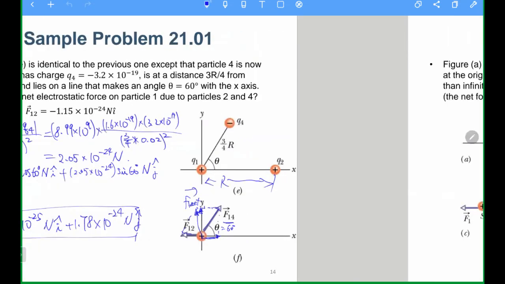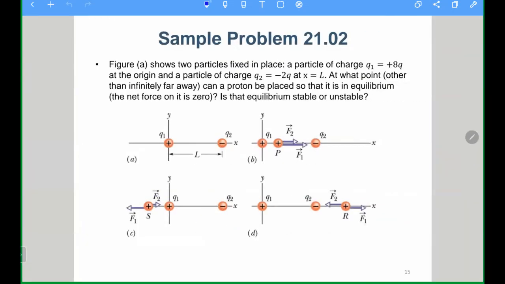Okay, so next we have another sample problem. It says figure A shows two particles fixed in place. A particle of charge Q1 at the origin is positive Q. Of course, we don't know the value of Q, but it doesn't really matter in this question. And the particle of charge Q2 is negative 2Q at x equals L. So this is Q1, this is Q2, and they are separated by capital L.